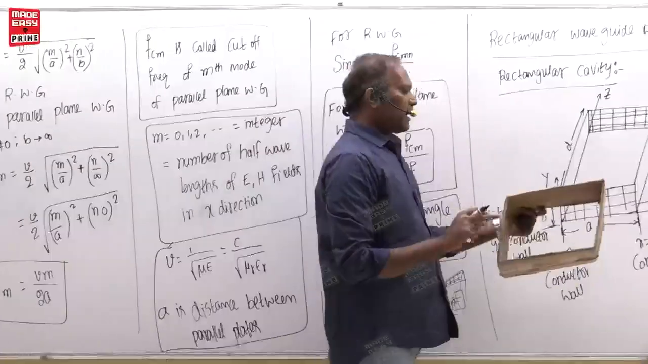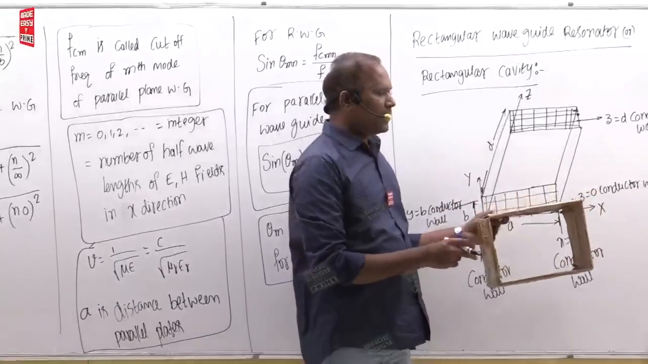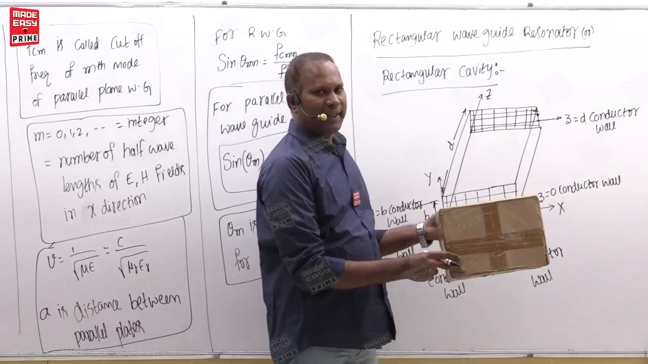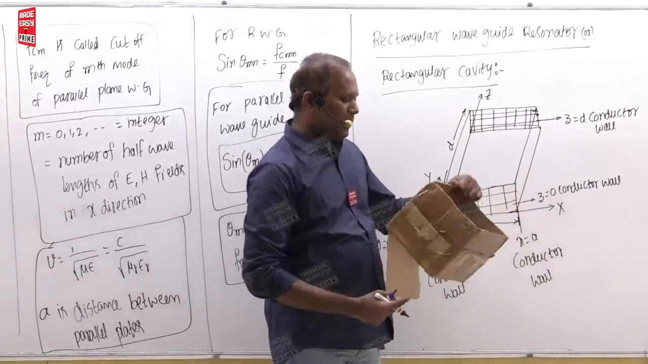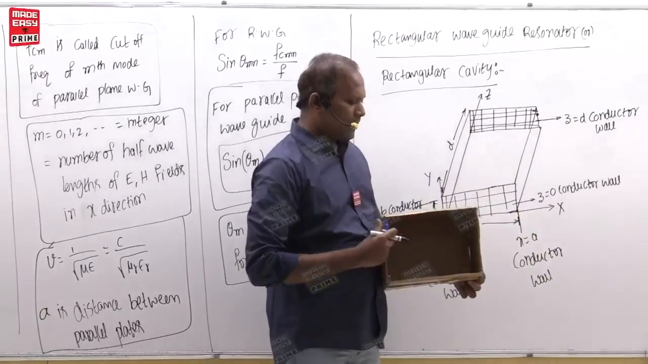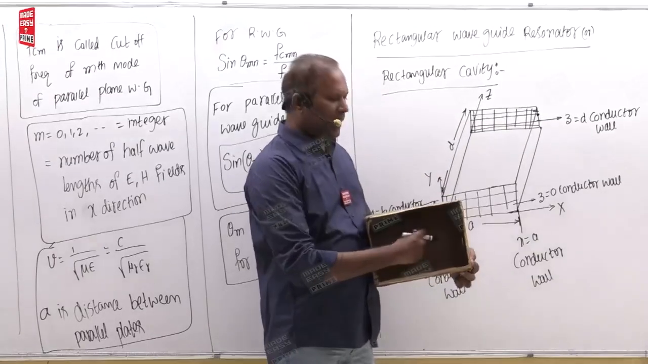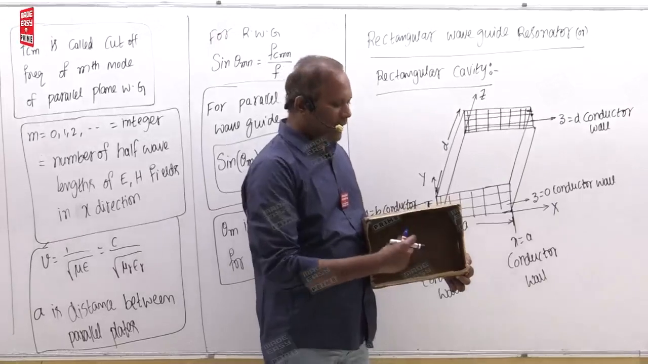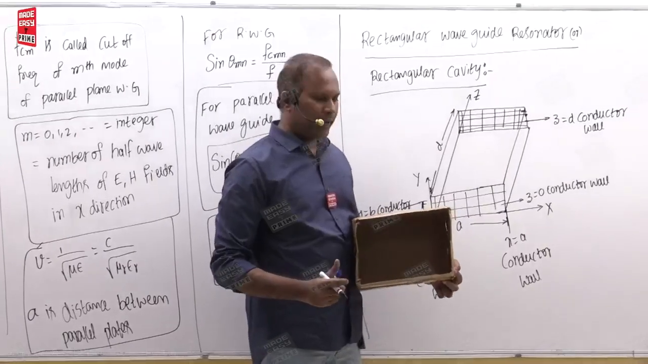So this one is rectangular waveguide. Dear students, you close this wall with conductor, that becomes a cavity. Now this side also is closed, so inside an air medium is there. Then it is called an air-filled rectangular cavity. If dielectric is there, that is called a dielectric-filled rectangular cavity.